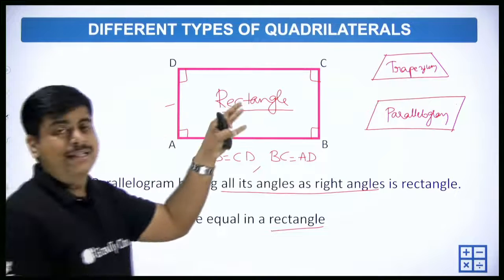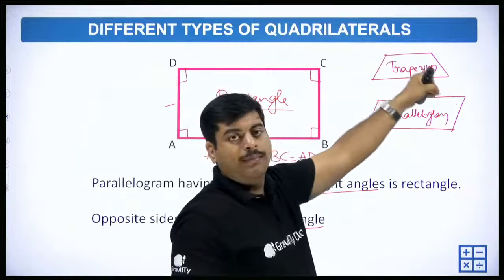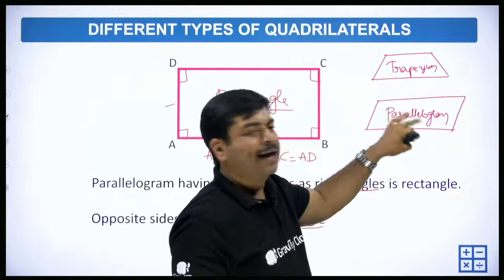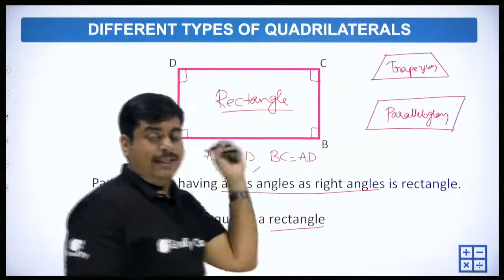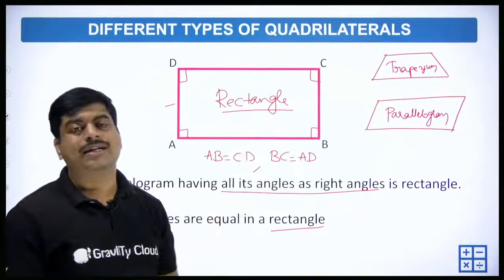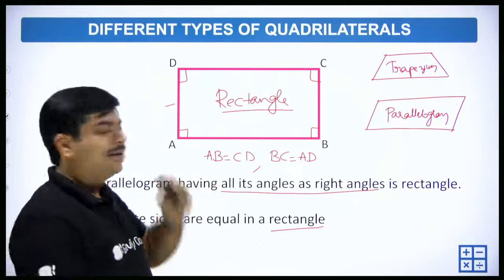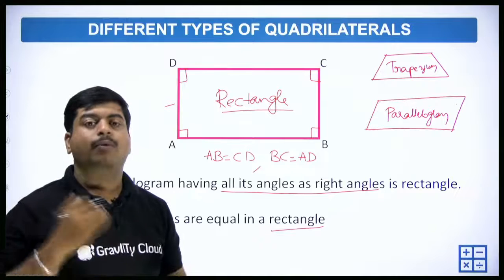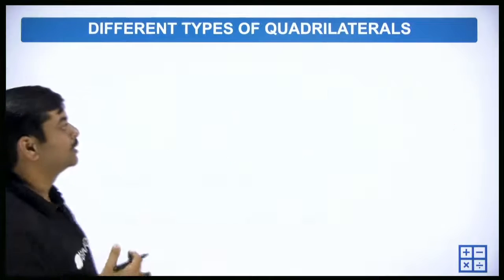We discussed the trapezium where one pair of sides is parallel. Where both pairs of opposite sides are parallel, we say parallelogram. Opposite sides are parallel and we are getting right angles, it is called a rectangle. Still, there are more quadrilaterals that we are going to discuss in today's class.